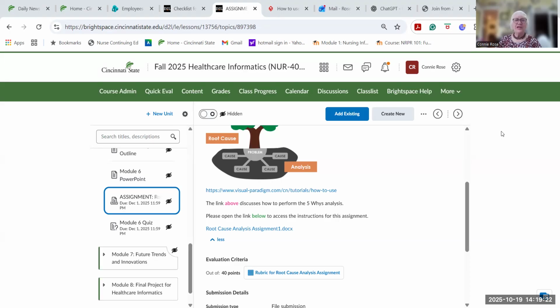This week, we're going to talk about one of the most important areas in nursing informatics, and that is patient safety and how nurses can use technology to prevent errors.